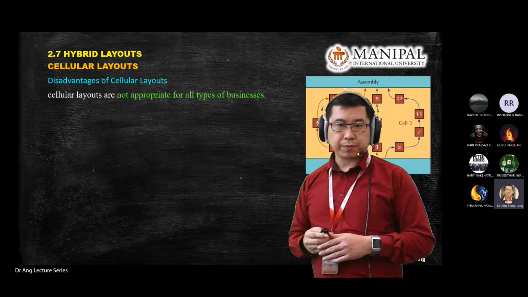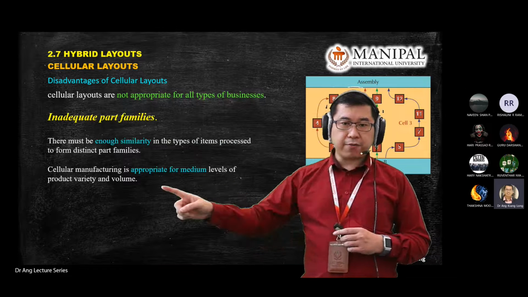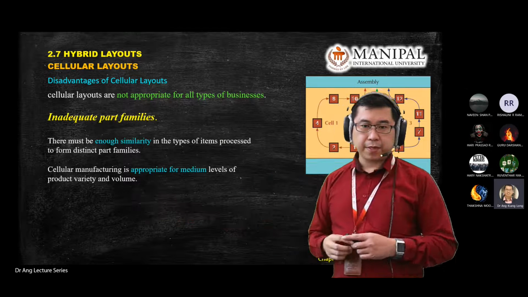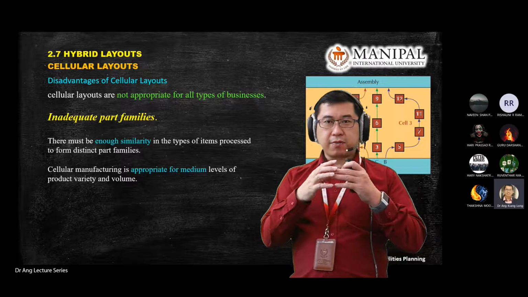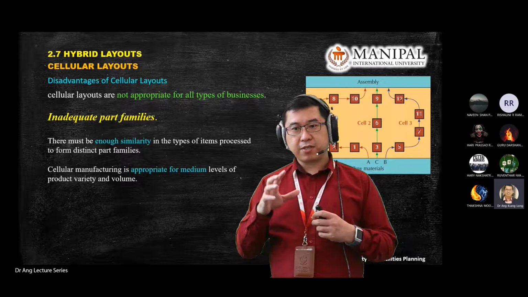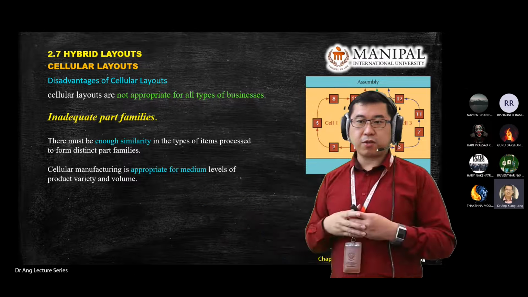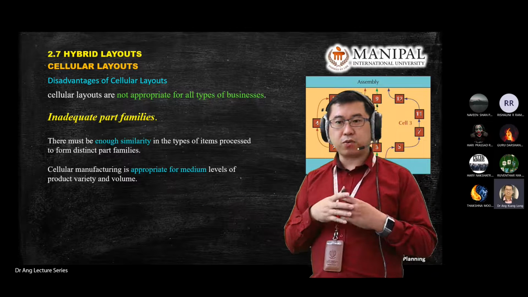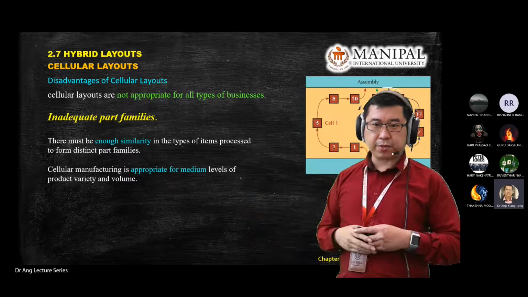It can only cater up to a medium level of variety and volume. If your product is changing, or your products do not meet the similarity, or the product shapes are so diversified, then cellular is not for the process.